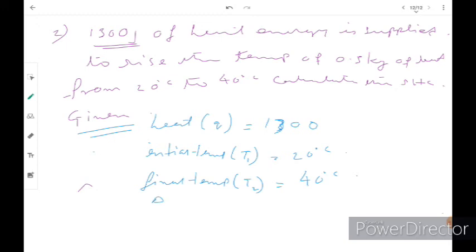Now change in temperature. The delta means change in temperature, always remember, it means change. So it is equal to 40 degrees C minus 20 degrees C, which is equal to 20 degrees C. So we get this much.